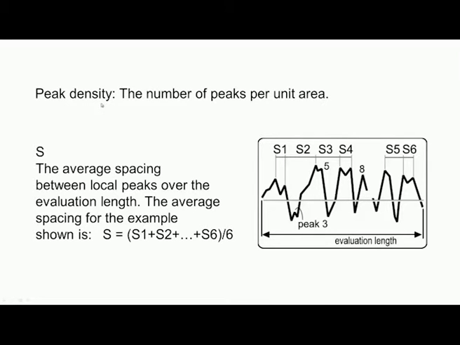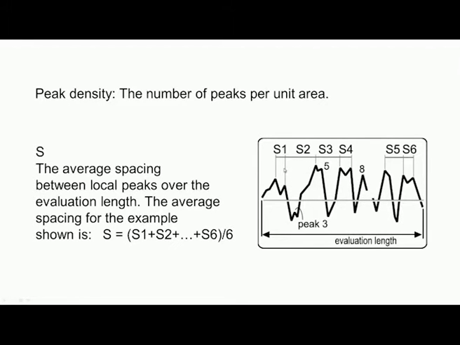So, if we consider an area of surface, then the number of peaks per unit area is termed as peak density. Another term is S, the average spacing between local peaks over the evaluation length. Now, we can see here in this profile we have the evaluation length and we have peaks here, one peak and second peak, and this is the gap between two peaks. Similarly, we have considered one more peak here and another peak here.